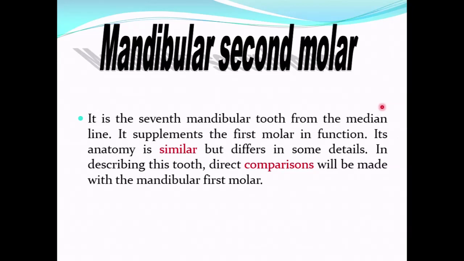The mandibular second molar is the seventh mandibular tooth, as we know, from the midline. It supplements the first molar function. بالضبط هو يساعد الفيرست molar الوظيفة. Its anatomy شكله similar to the first molar, mandibular first molar, but different in some details. بعض التفاصيل أكو فروقات بيناتها.